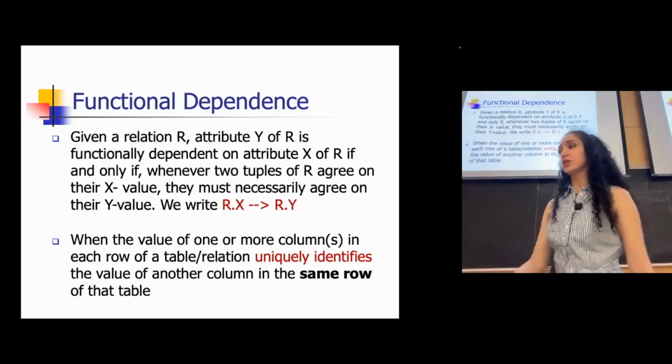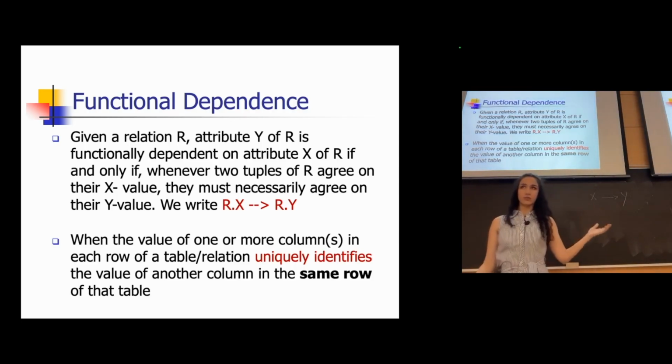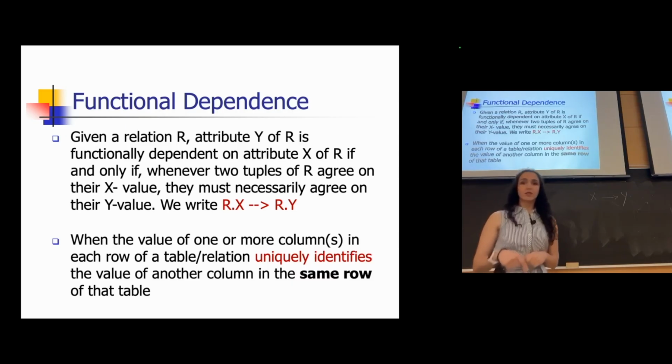So the boring part, the definition: given a relation or a table, the attribute y is functionally dependent on attribute x. So just be careful. When we say y is dependent on x, we write it this way. This means y depends on x, or x can uniquely identify or determine y. So we say y is functionally dependent on x if and only if whenever two tuples of R agree on their x value, they must necessarily agree on their y value. And I will explain, don't worry. It holds when the value of one or more columns in each row of a table uniquely identifies the value of another column in the same row of that table. So let's see what I mean by that.